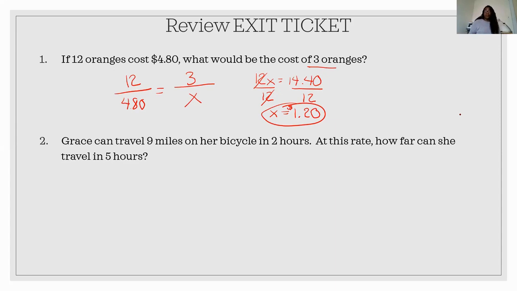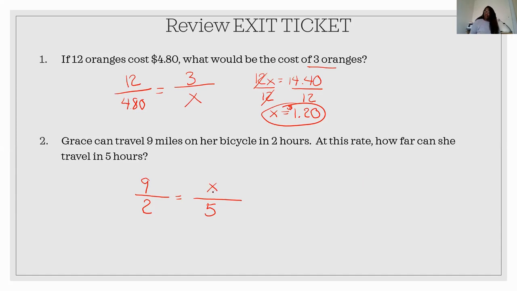So let's go with my girl Grace. Grace can travel 9 miles on her bike in 2 hours. At this rate, how far can she travel in 5 hours? So let's set up our ratio. We're looking at 9 miles over 2 hours, and we want to see if it's equivalent to what over what. Since the hours are in the denominator, the hours stay in the denominator, and her mileage goes in the numerator. Since we don't know that, and that's what we're looking for, I'm going to use the variable x.